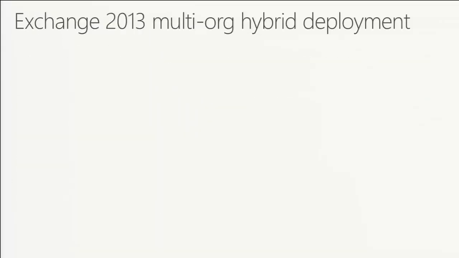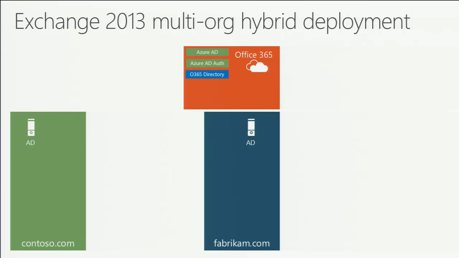We took some time to try to do, like the slide earlier that walked you through how to deploy hybrid, the same concept or principle here of how to deploy multi-org hybrid scenarios. Same concept. We have a Contoso.com forest, we have a Fabricam.com forest, and we have an Office 365 tenant. With that Office 365 tenant, we have other capabilities. There's the Azure Active Directory instance. We have the Azure Active Directory authorization capabilities. There's the Office 365 directory, or the GAL, that will be exposed for users in that Office 365 tenant.